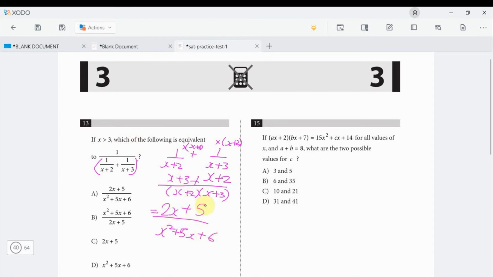But then remember, we need this result to be divided by 1. So if we're going to divide this by 1 now, so 1 divided by 2x plus 5 over x squared plus 5x plus 6, we can literally change the division to multiplication, so it becomes 1 times x squared plus 5x plus 6 over 2x plus 5. And 1 times the numerator leaves just the numerator, so this will be answer B. Because 1 times anything is itself. Right? 1 times A is A.